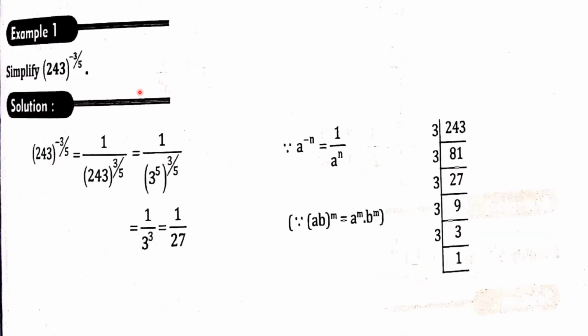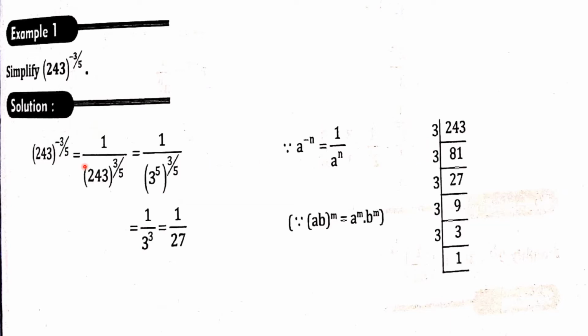So here there are a few problems to show how you are supposed to solve them by using this law of indices. The first problem is 243 to the power minus 3 by 5. For 243, you have to take an LCM. Go with the smallest number, 3. Once you are done, you will get 3, 3, 3, 3, 3. Totally 5 threes you will get.